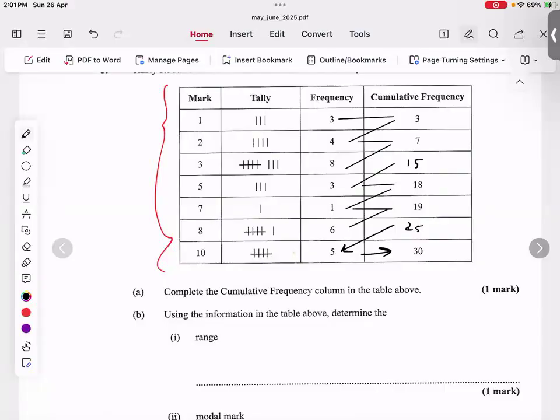Okay? All right. So it did say, let me start with the question. Fill out the table before they even read the question. It says, copy and complete the frequency column. Complete the cumulative frequency column in the table above. We just did that a while ago by adding diagonally, 1 mark for that.